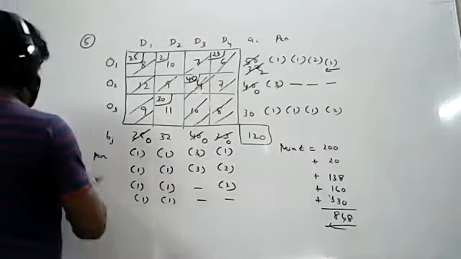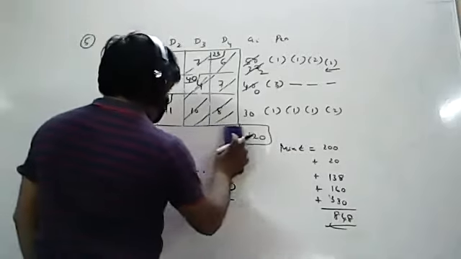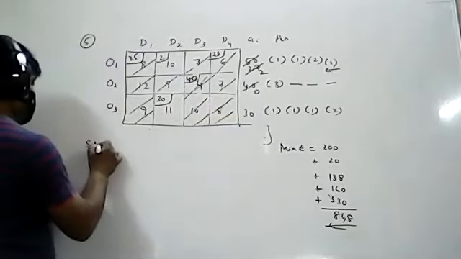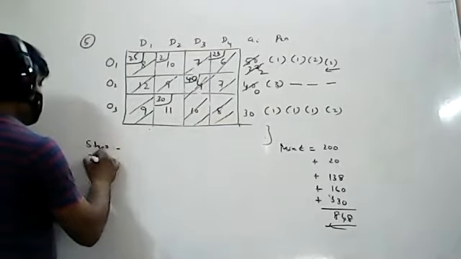So next, step number 2. What is step number 2? Step number 2 is nothing but checking the number of occupied cells.